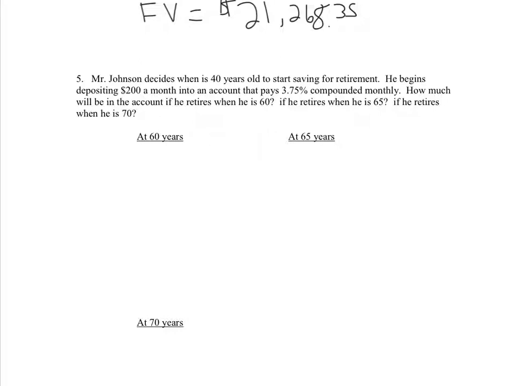What he's going to do is deposit $200 a month into an account that pays 3.75% compounded monthly. So he needs to know how much will be there if he wants to retire at 60. What if he waits till 65? What about if he does it at 70?